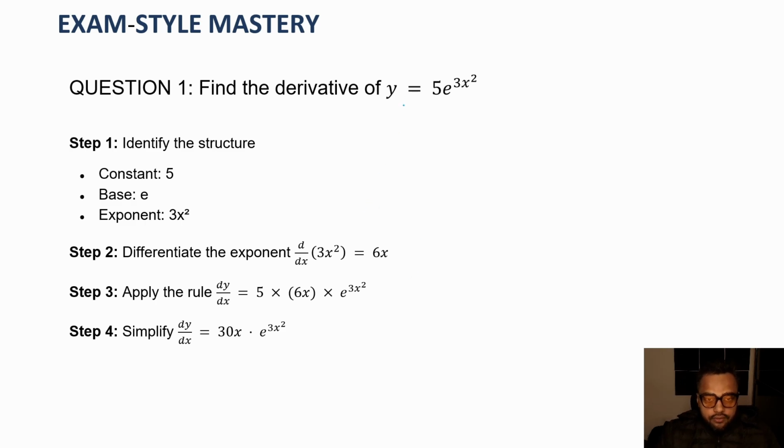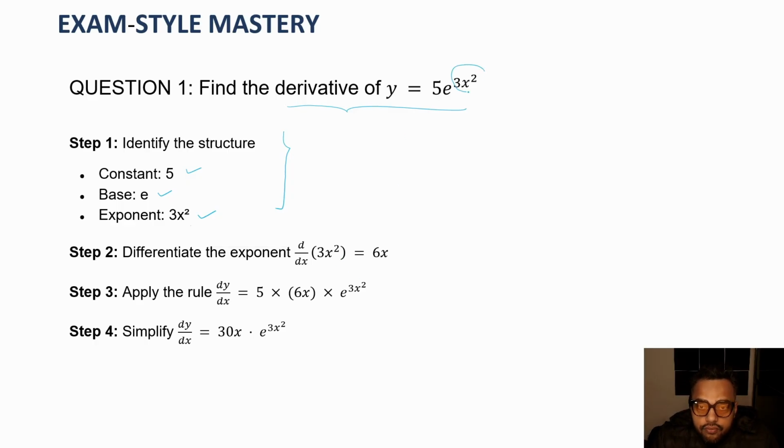Okay, first question I have done for you. We need to find the derivative of y equals 5e raised to the power 3x square. So you need to identify the structure. First part I have done for you. The constant value is 5. The base here is e, and the exponent here is, student, 3x square. So we need to differentiate. We can differentiate directly.